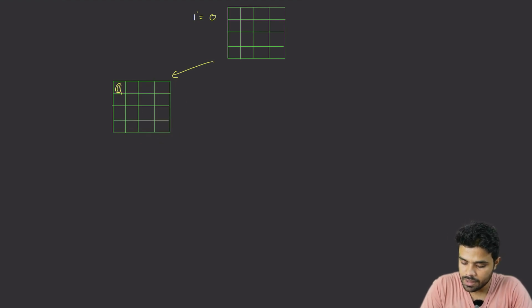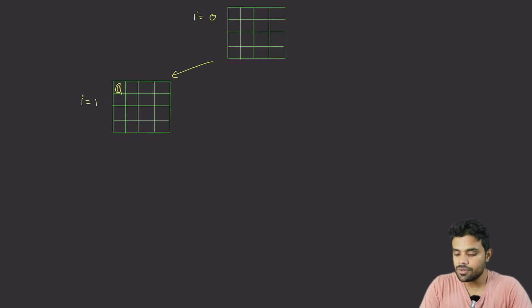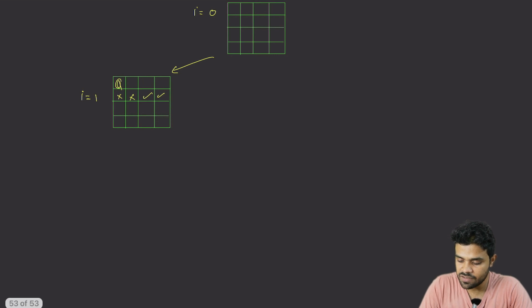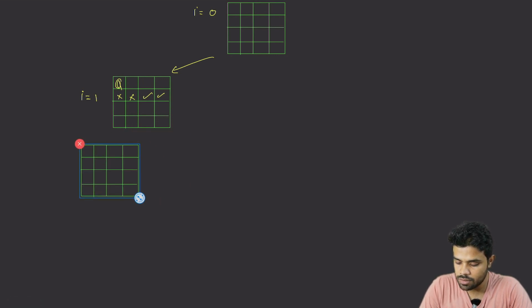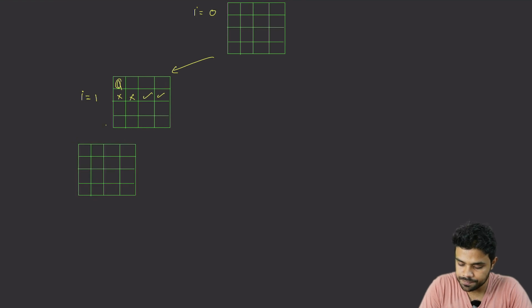Here i is equal to 1. When i is equal to 1, we are talking about the second row. And in the second row, what are the safe positions now? This is not safe, this is not safe, because these 2 positions are attacking the previous queen. This is safe, this is safe. Let me go with the first safe position. So the next chessboard would look something like this: first queen here, second queen here.